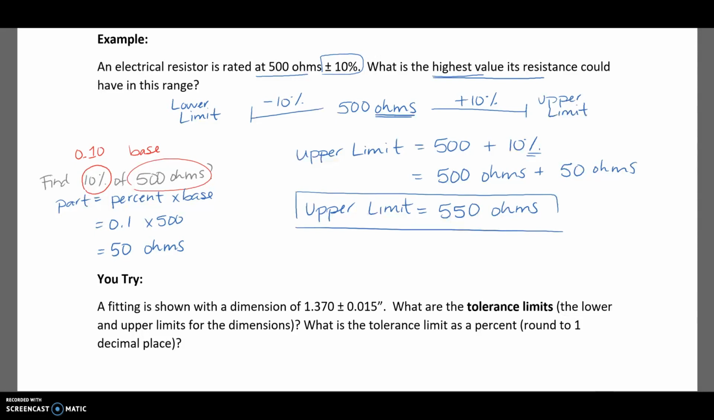Notice in the next question, we're given dimensions of a fitting, and we're told they're 1.370 plus or minus 0.015 inches. So the tolerance value is in the same units as the original dimension. So you can do the addition and subtraction right away to find the tolerance limits. In this case, find both the lower and the upper limits. Those will be two separate calculations. Once you've done that, try and figure out what is this tolerance limit, 0.015 inches, as a percent. Pause the video and then check your answer.